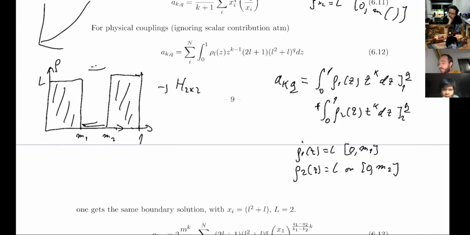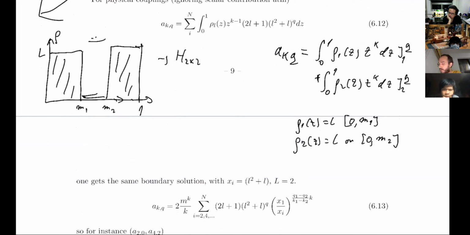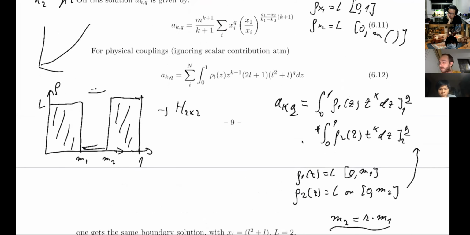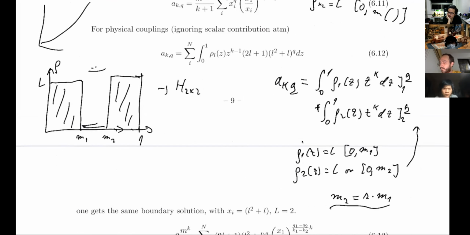So I know this covers the whole possible space of this space. And then I assume that M2 is going to be some function R times M1. So this is an assumption. I don't have any way to justify it, but this is what works. So you assume this, and then you just plug these solutions in here, and then you minimize.